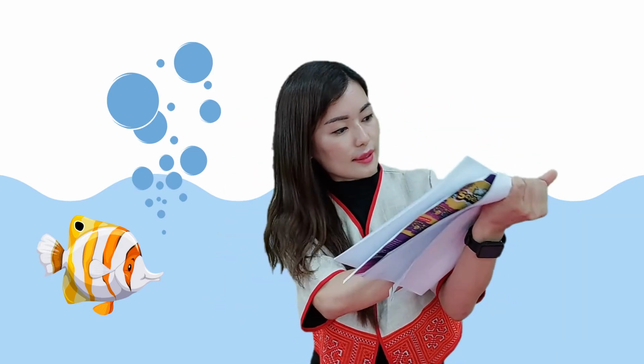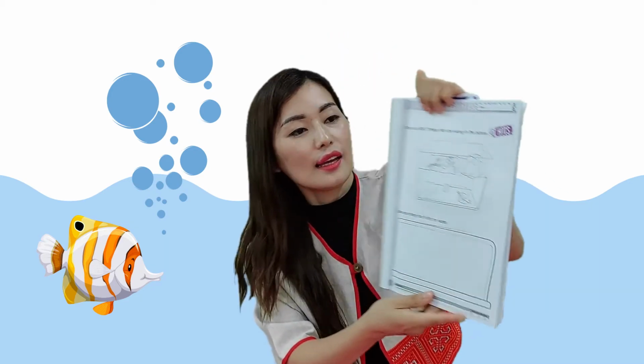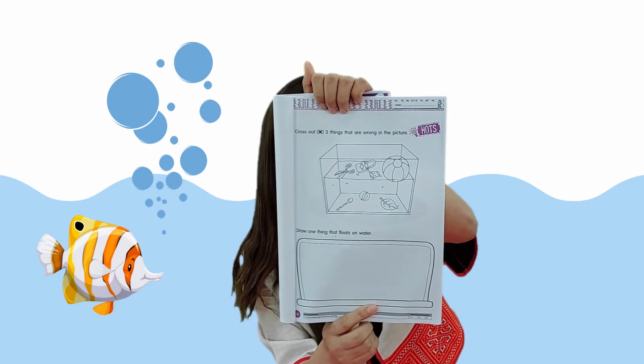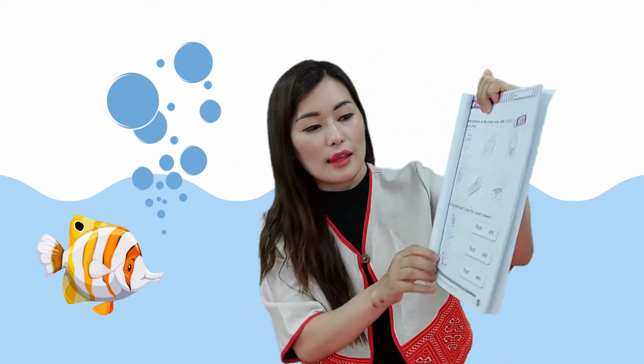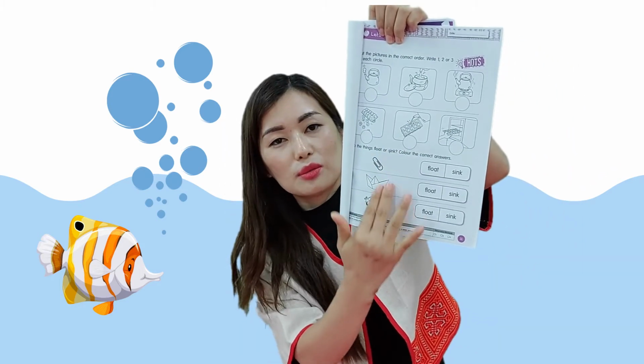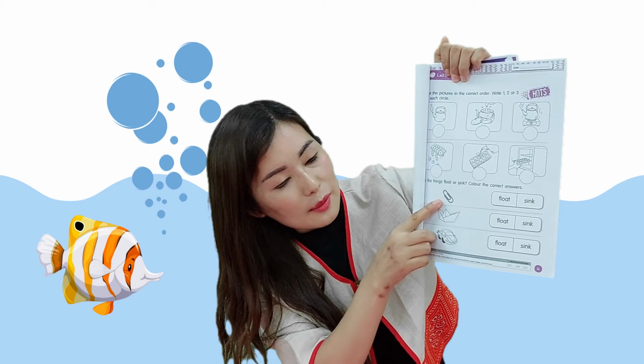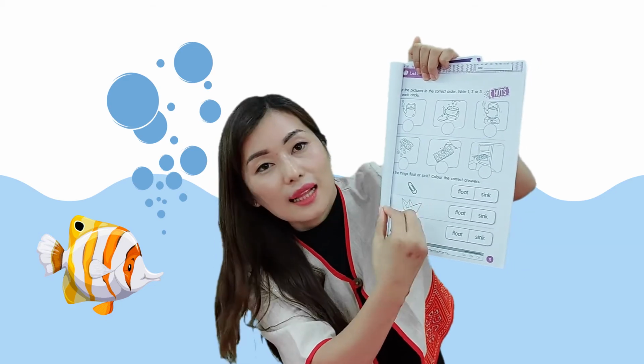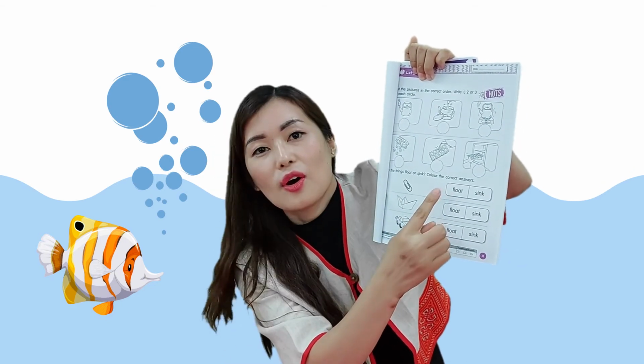Okay? And the next one is an exercise on page number 10. You look at the objects here. Some are floating, some are sinking, float and sink, but some are not correct. It's wrong. So you have to cross out with an X the wrong ones. Okay, and the next one is page number 11. Here, at the bottom, you can see a paper clip, a paper boat, and a car. So you have to color the correct answer, float or sink. Teacher will do it for you and show you, okay?